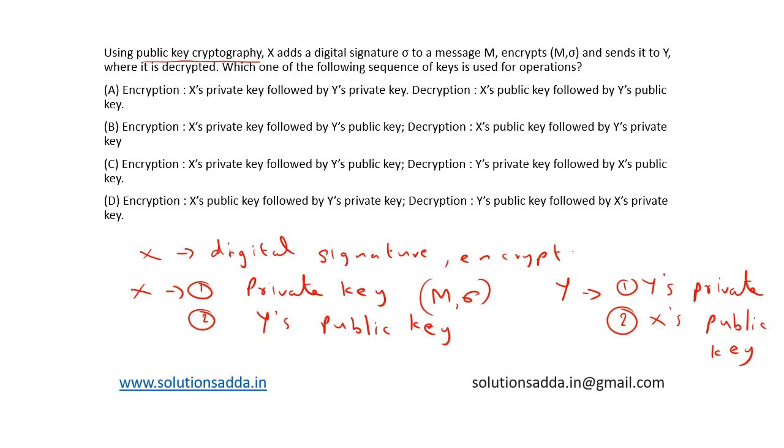Initially, using the private key of X, it is encrypted. Then using the public key of Y, this is encrypted. Then using Y's private key, it is decrypted, and using X's public key, it is decrypted. So let's see the options. Encryption using X's private key followed by Y's public key. Decryption using Y's private key followed by X's public key. Option C is the correct answer here.